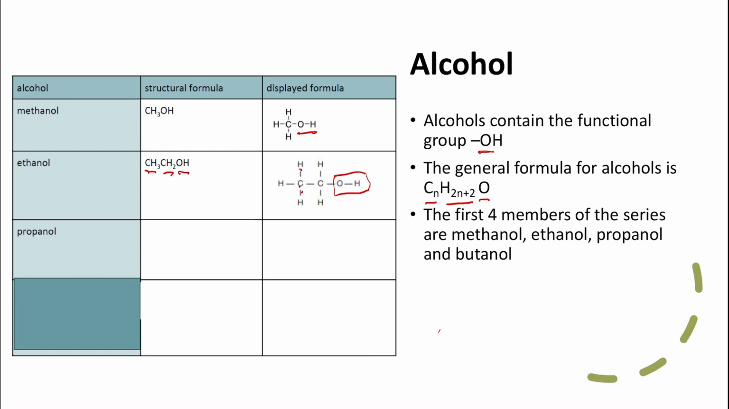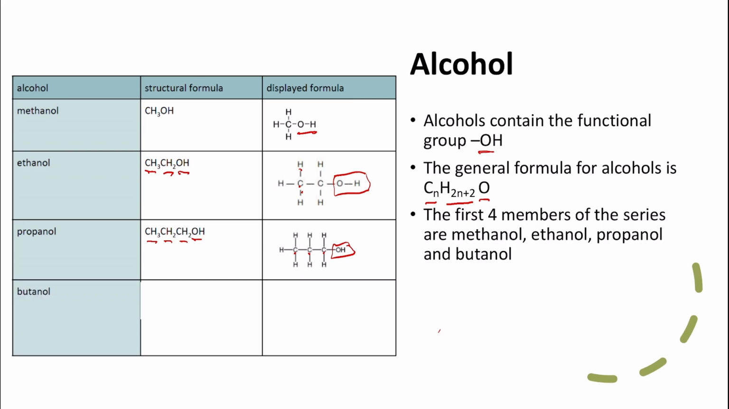Each carbon has to have four bonds in total. Then propanol is the third member, with three carbon atoms and an OH at the end. The structural formula is CH3CH2CH2OH. When you draw it, you draw the three carbon atoms with the OH at the end. Then you carry on drawing all the hydrogens to make sure each carbon has four bonds.